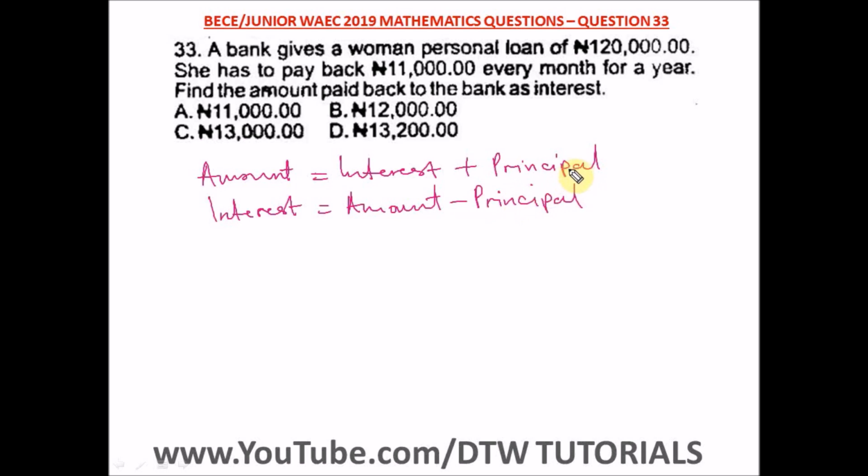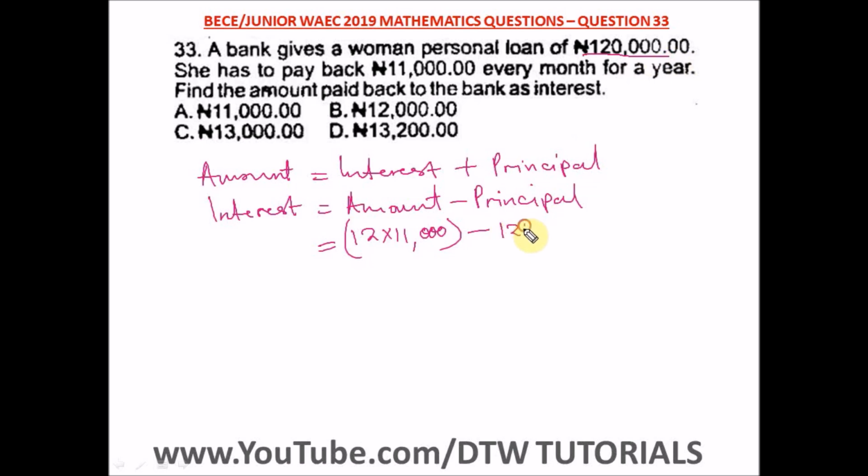So to get the amount now, she has to pay back 11,000 naira every month for a year. So it means 12 times 11,000. And what's the principal? The principal is the amount of the loan, which is what?